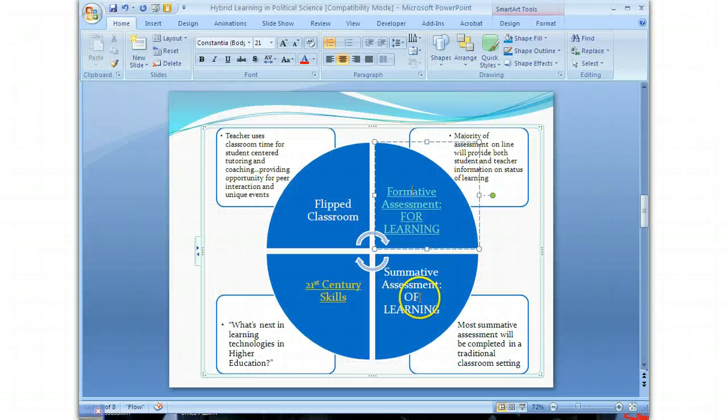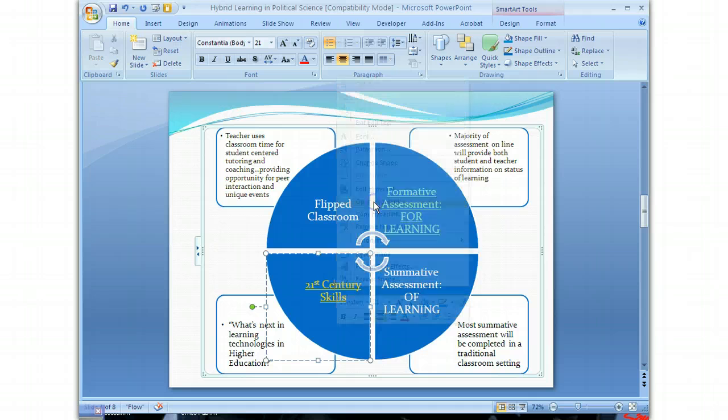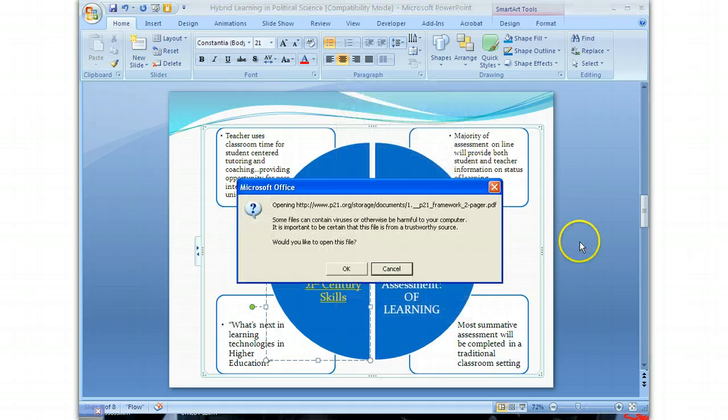Summative assessment, or assessment of the learning, is really game time. It's when students have to show and perform and demonstrate their mastery, and most of that assessment will be completed in the traditional classroom setting. It also meets 21st century skill objectives, and we'll access that website right now.